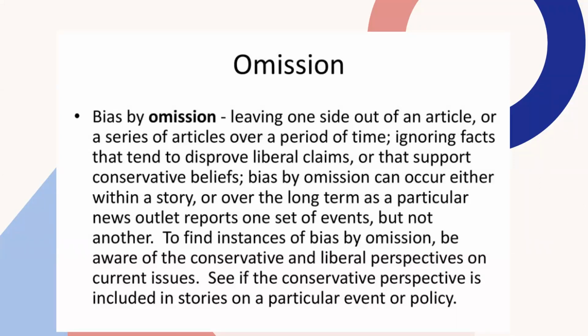In order to find instances of bias by omission, you have to be informed. You should come with your background knowledge on the topic. So if you feel like there is something missing from the story, then do some research and try to gather additional information on the topic. And then you will make sure if something is omitted from the story or not. So in order to detect bias by omission, we have to arm ourselves with knowledge and facts.